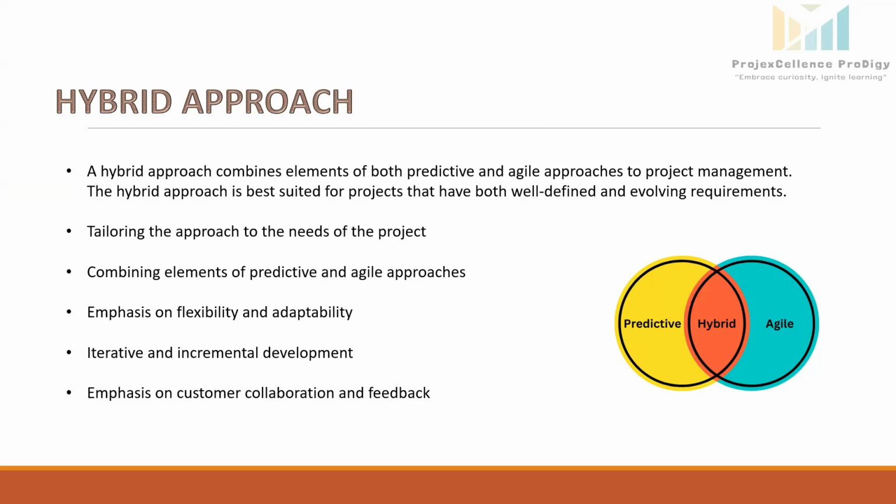Combining elements of predictive and agile approaches. So here, by combining detailed upfront planning with iterative development, we are delivering high quality outcomes. Emphasis on flexibility and adaptability. As in hybrid, for a few elements we are going with the agile way of working. So there is always a strong focus on the ability to respond to change and evolving requirements throughout the project life cycle. But here in the hybrid approach, this agile mindset will be integrated with the elements of traditional project management practices to create a balanced approach.